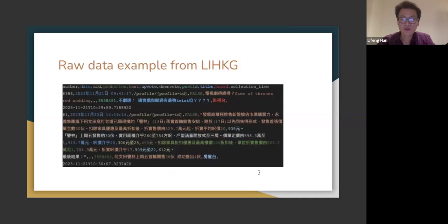Here is an example of the text we collected from the LIHKG forum. You can see that the profile ID is masked or totally removed, and URLs and random strings are removed during cleaning.